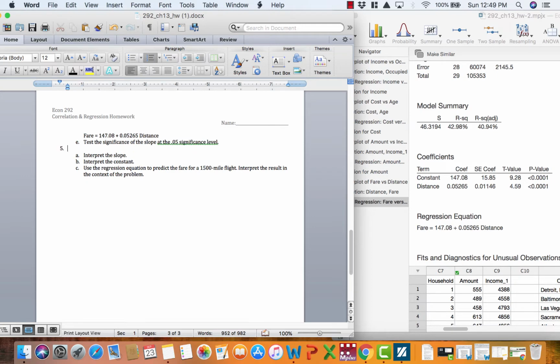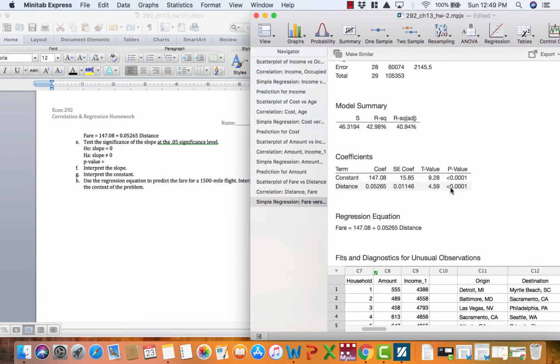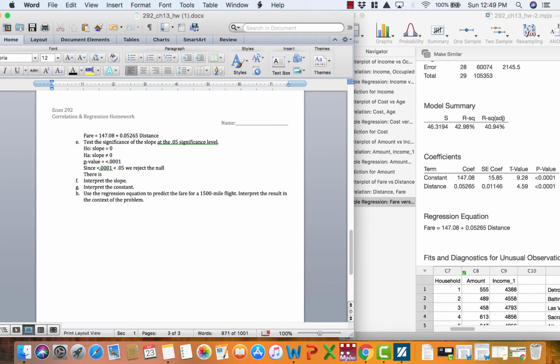All right, so now we want to test the significance of the slope. So we have a null that says slope or beta equals 0 versus an alternative of slope or beta not equal to 0. We need a p-value, so we go to our coefficients table and we get our p-value on distance is less than 0.001. Since less than 0.001 is less than 0.05, we reject the null. So there is enough evidence to conclude that the slope is significantly different from 0. That means that distance traveled is a good predictor of fare price.